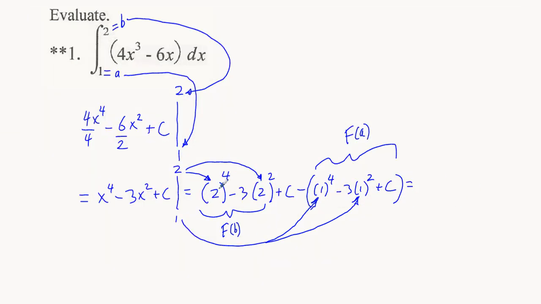Okay, we have 2 to the 4th power, 16, and then minus 3 times 2 squared, that's going to be minus 12, and we have plus c, and then we have minus, well, this 1 to the 4th power is 1, minus 3, that's going to be negative 2, and plus c. And working below, we have 16 minus 12 is 4, so we have 4 plus c, and minus negative 2 is plus 2, and minus c is going to be minus c. And so the c minus c will cancel each other, and we're left with 6.